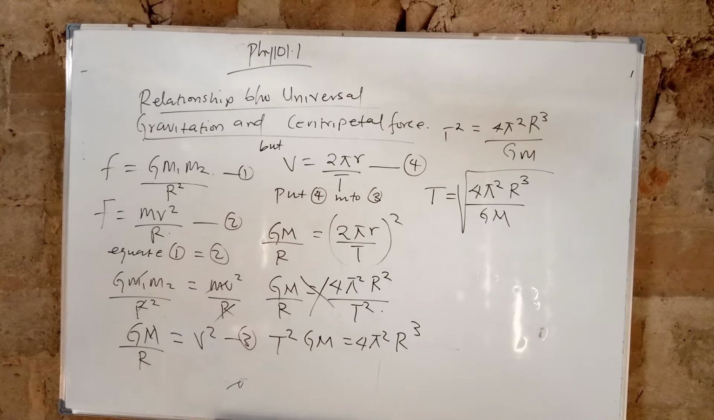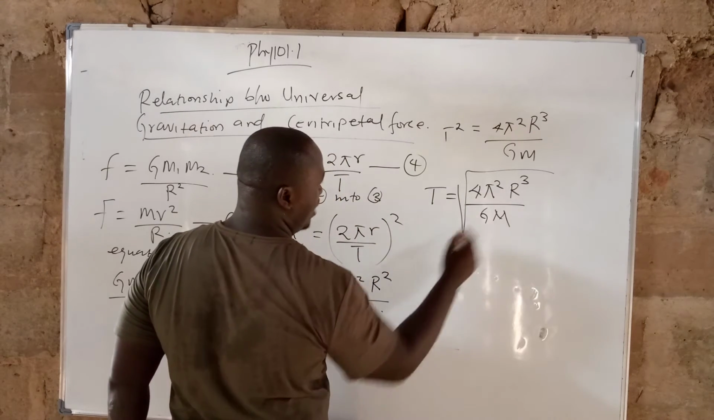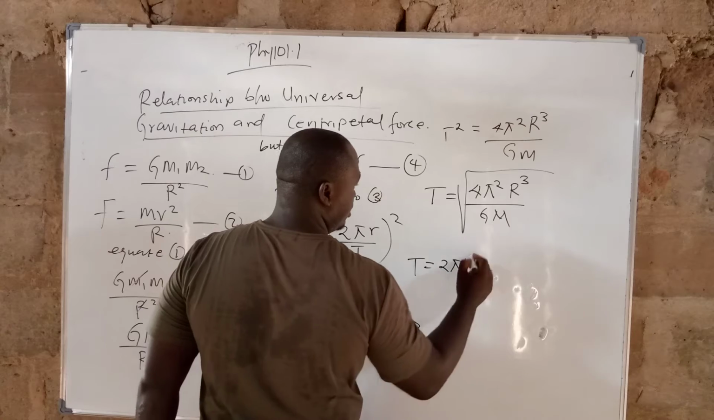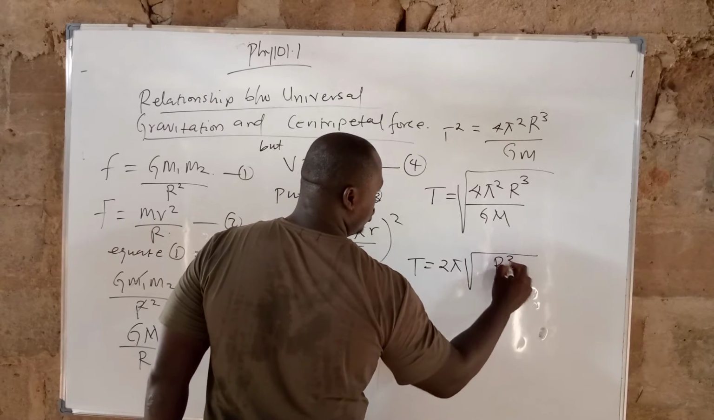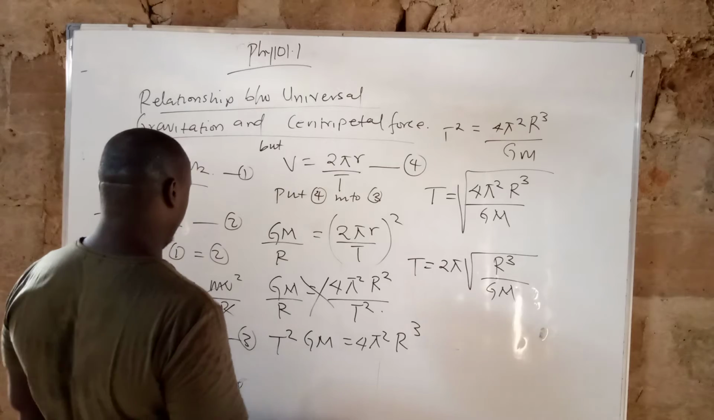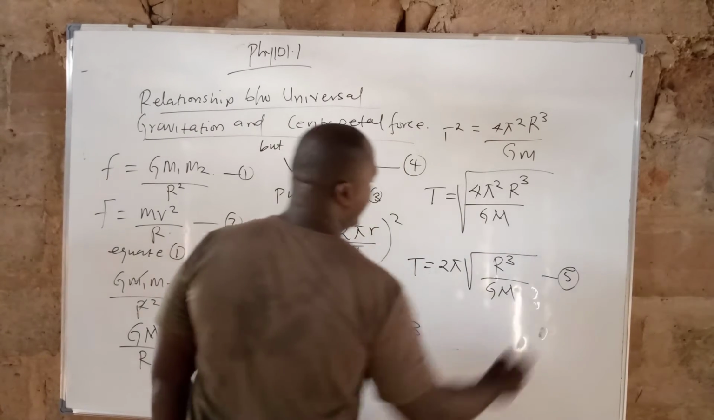Right? Now, work has to be done. Are you with me? Good. Now let's continue. The square root of 4 is 2, and pi, so I will move this out. So this will be t equals 2 pi times the square root of r cubed all over G m. And this is equation 5.